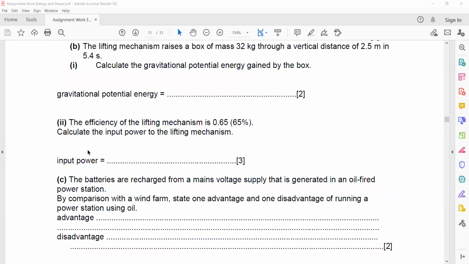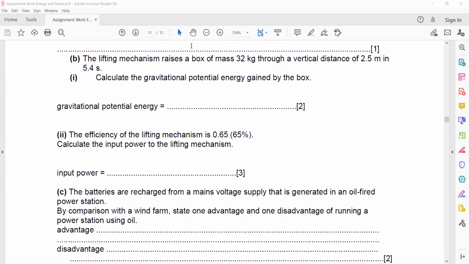So running cost is in this question. For example, you have a machine, and this machine is lifting an object. As this machine lifts the object to a height of 2.5 meter, what is the energy it provides?